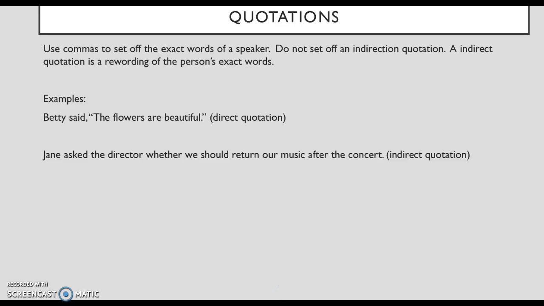Quotations. Use commas to set off the exact words of the speaker. Do not set off an indirect quotation. An indirect quotation is a rewording of the person's exact words. Betty said, "The flowers are beautiful." That's a direct quotation. She actually said that. But here we have: Jane asked the director whether we should return our music after the concert. She didn't say those exact words. She asked a question, so therefore it's an indirect quotation, and no commas are needed.